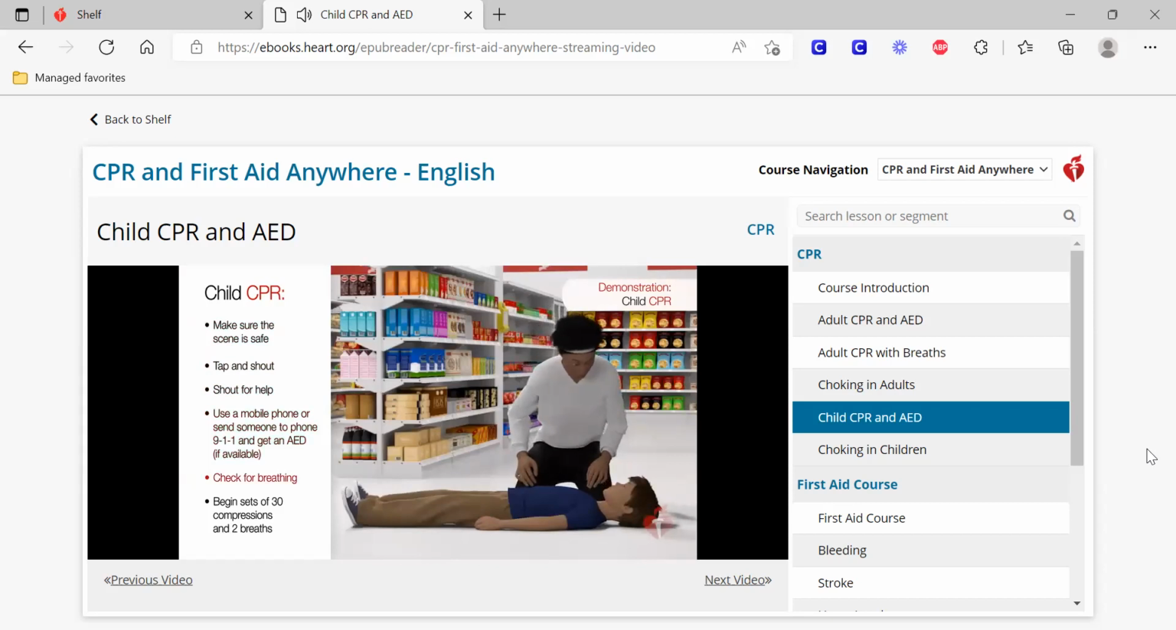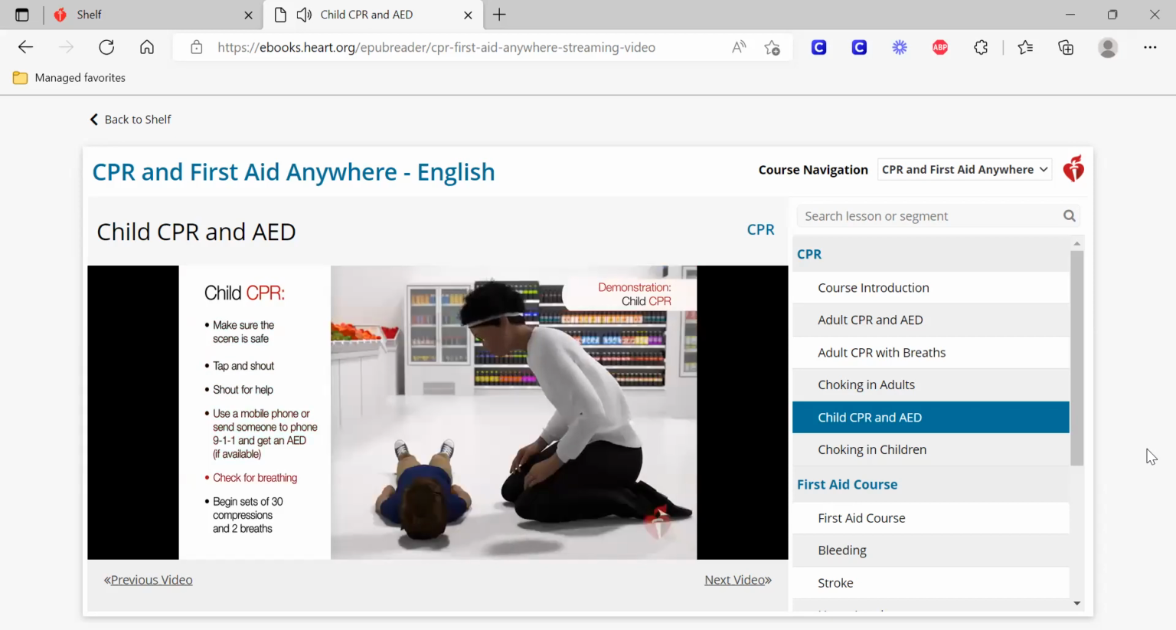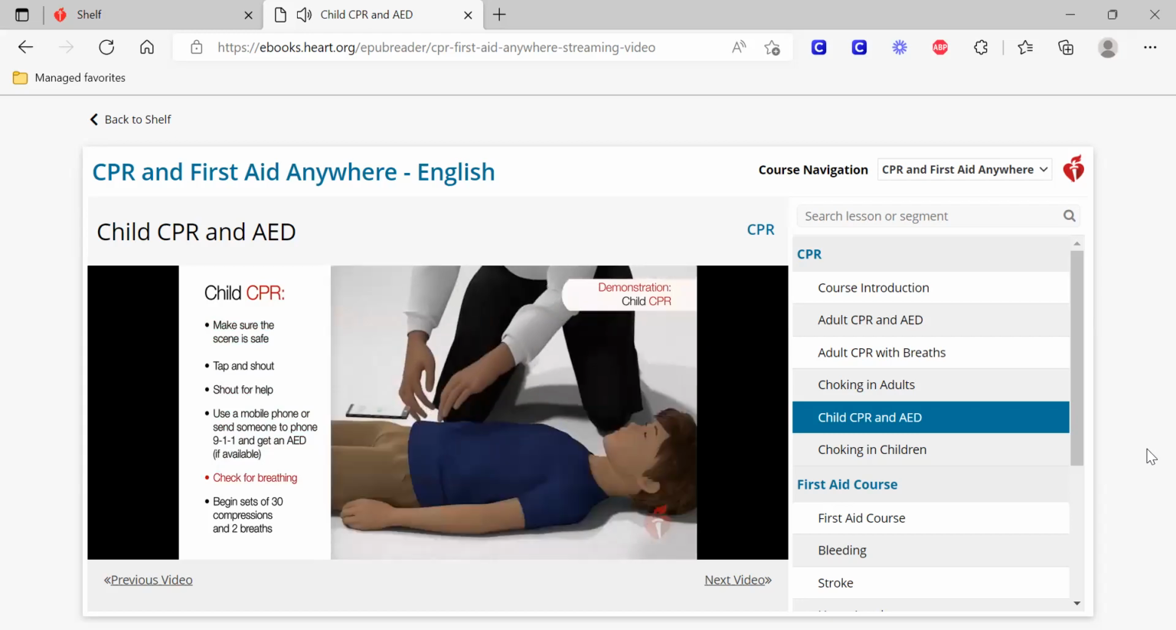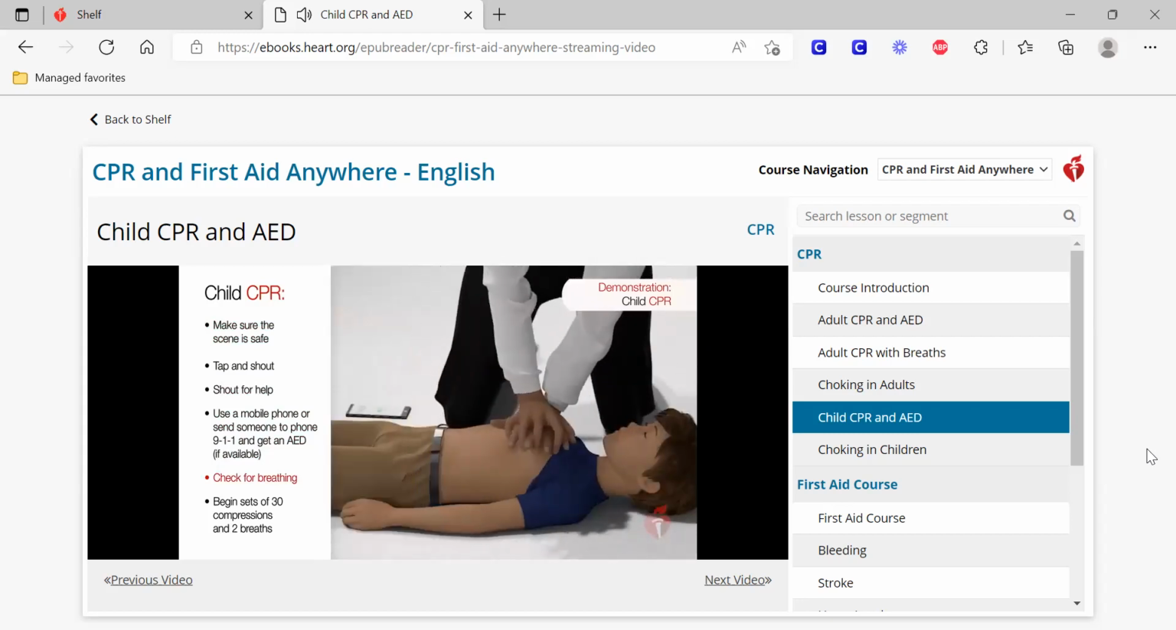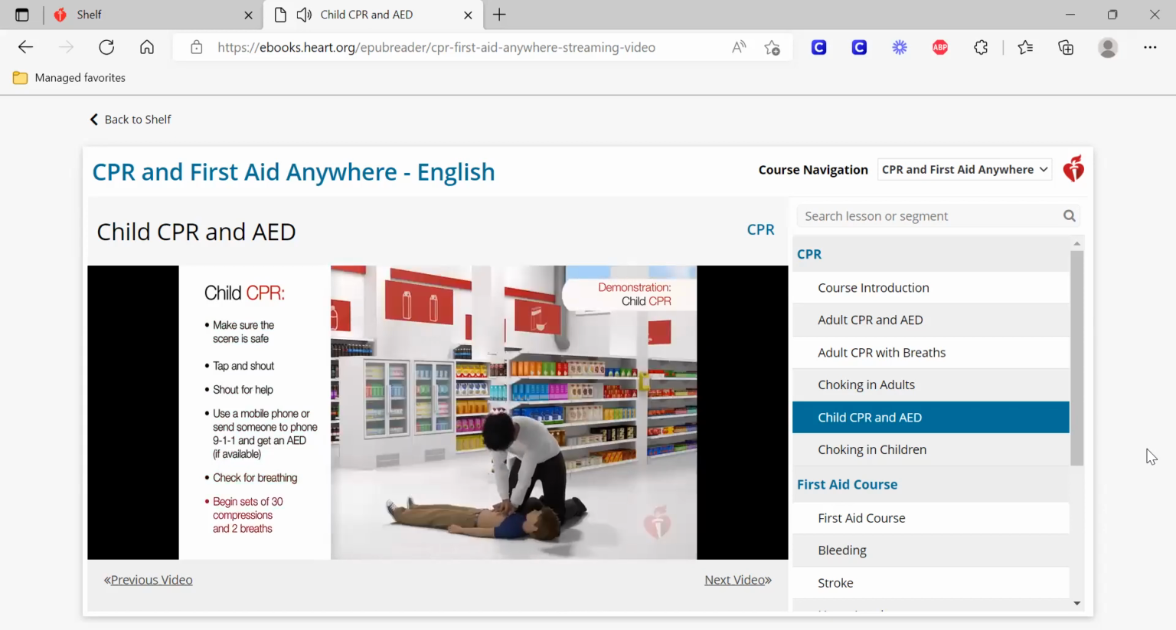Check for breathing for at least 5, but no more than 10 seconds. Remember, if the child isn't breathing or is only gasping, it's a sign of cardiac arrest and the child needs CPR. Give sets of 30 compressions and 2 breaths.